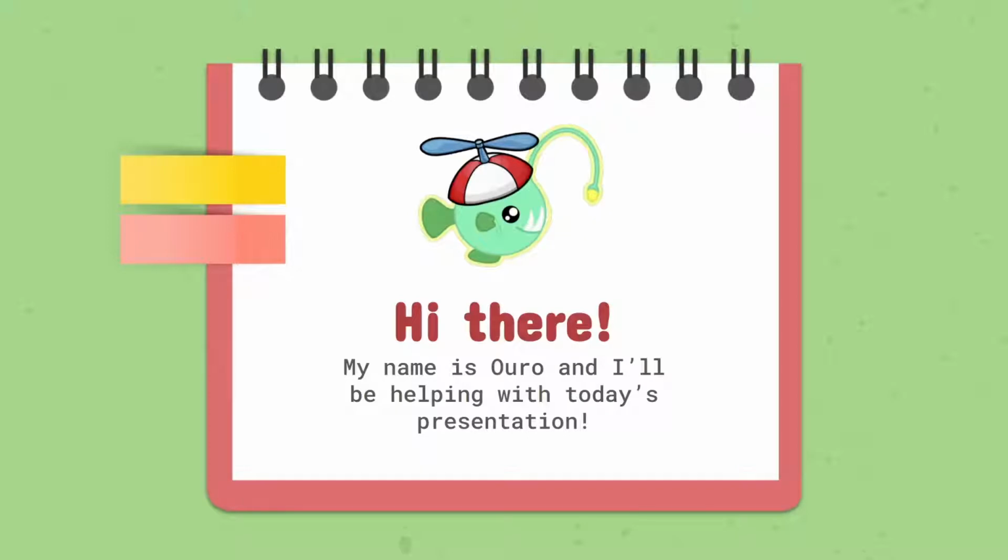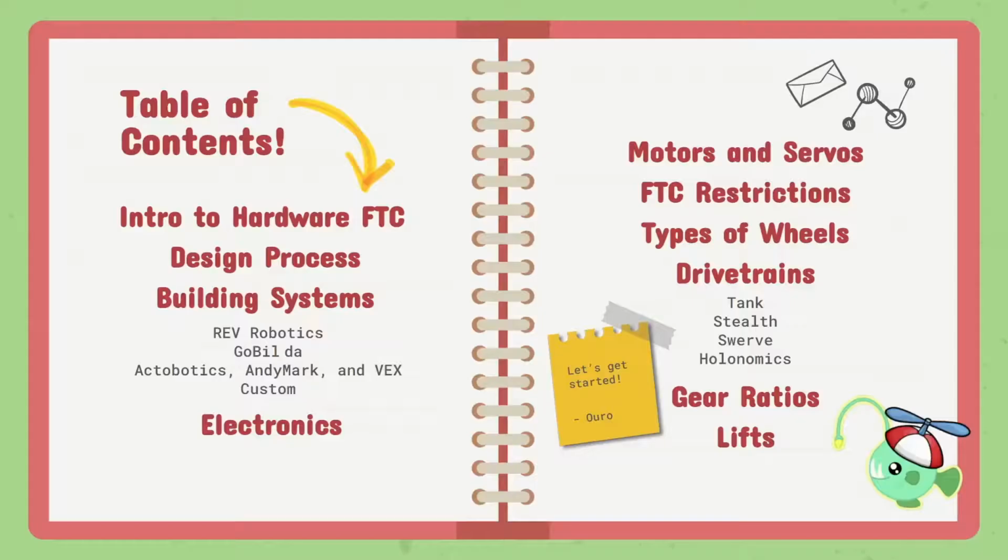This is Oro, the fish, and he's going to be helping us with the presentation today. Our table of contents today includes intro to hardware, FTC design processes, building systems, electronics, motors and servos, FTC restrictions, types of wheels, drivetrains, gear ratios, and lifts.